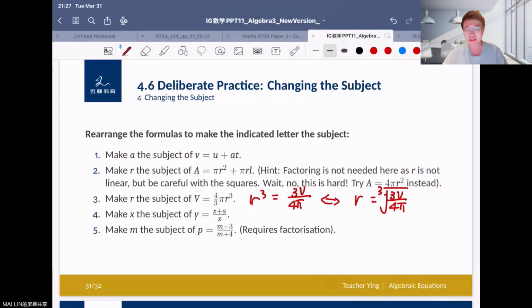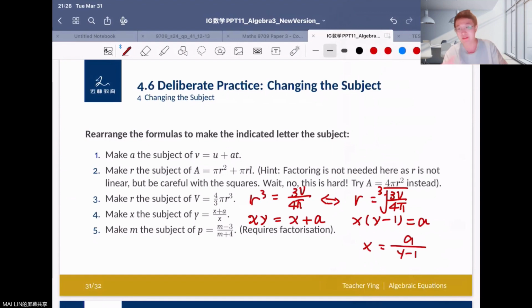Okay. And for the fourth problem, to make x the subject of y equals (x plus a) over x, right? So now we can just transfer it as xy equals x plus a, right? So now you can just move x to the left side, so it becomes x times (y minus 1) equals a. That is the equation. And then you can write x equals a over (y minus 1), right? We just divide by y minus 1 on both sides. So now you can find there's only x on the left side. Okay, that is for this problem.